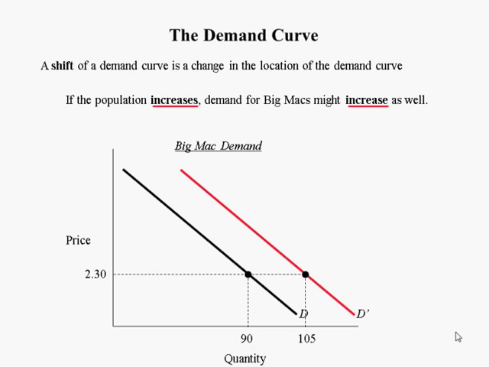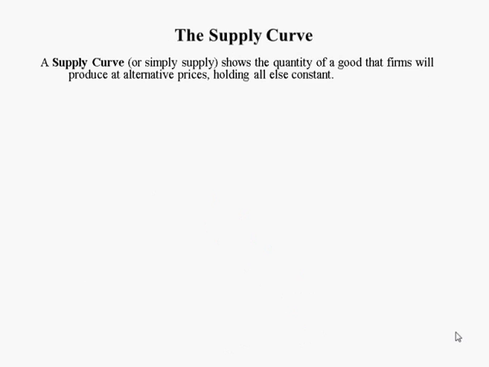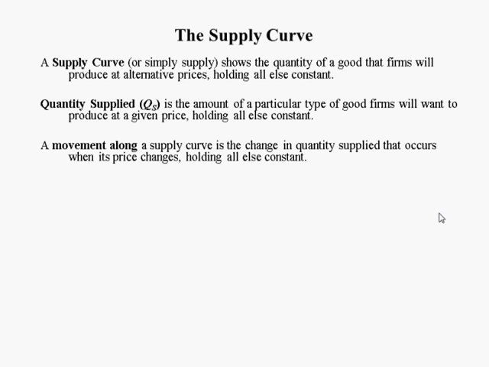Price again remained constant, $2.30. Quantity demanded rose when demand rose. A supply curve is analogous to a demand curve, and we can call it supply. It shows the quantity of a good that firms will produce at alternative prices holding all else constant. Quantity supplied is the amount of a particular good or a particular type of good firms will want to produce at a given price holding all else constant.